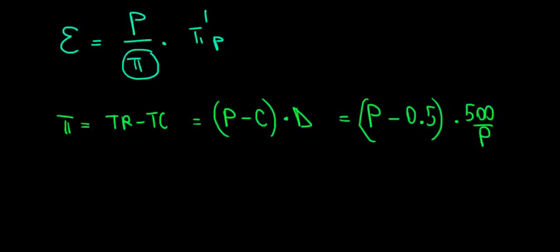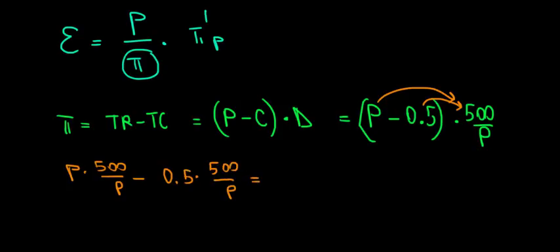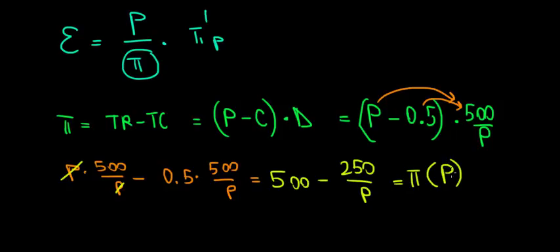Let's open the brackets and understand our profit function. So P times 500 over P as the first term, minus 0.5 times 500 over P. Let's cancel out some terms. So we have price and price cancelling out. We have now 500 minus 250 divided by P, and that's our profit function depending on our price.